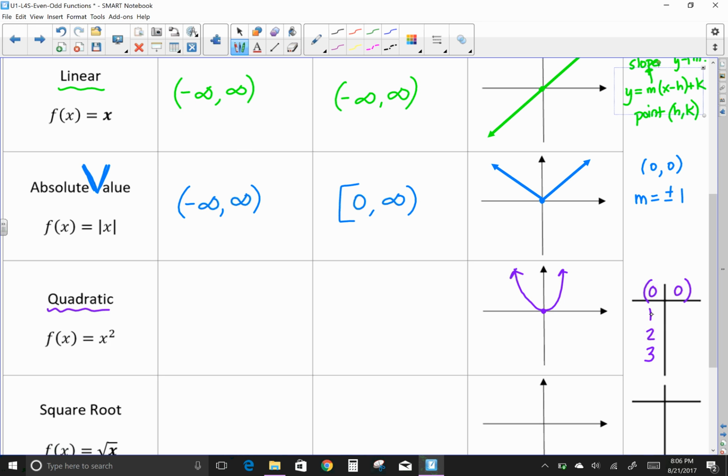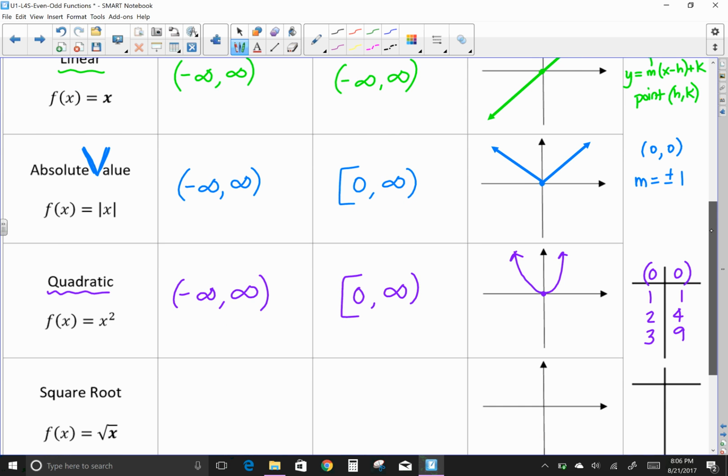But the other side of this, 1 squared is 1, 2 squared is 4, 3 squared is 9. And we will use those points to make graphing quadratics much easier for you. Okay, domain and range. Farthest to the left, negative infinity. Farthest to the right has an arrow, positive infinity. Lowest point, 0. It does include that point. Highest point is positive infinity.